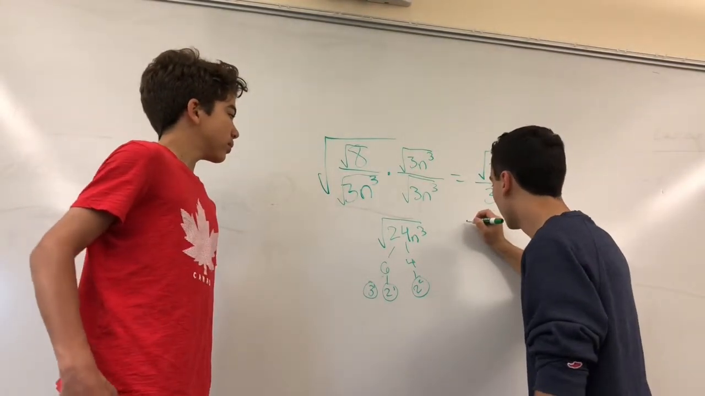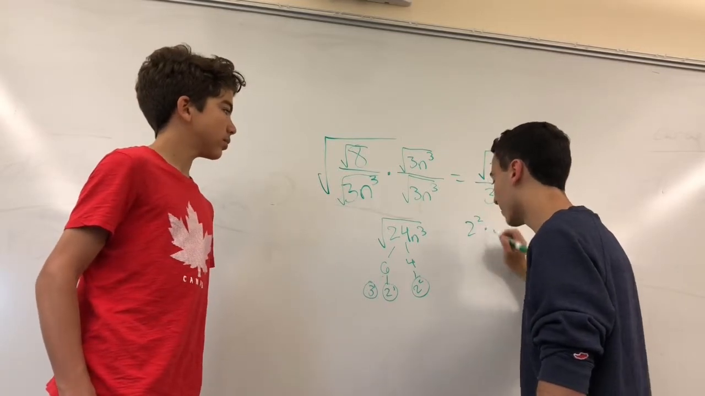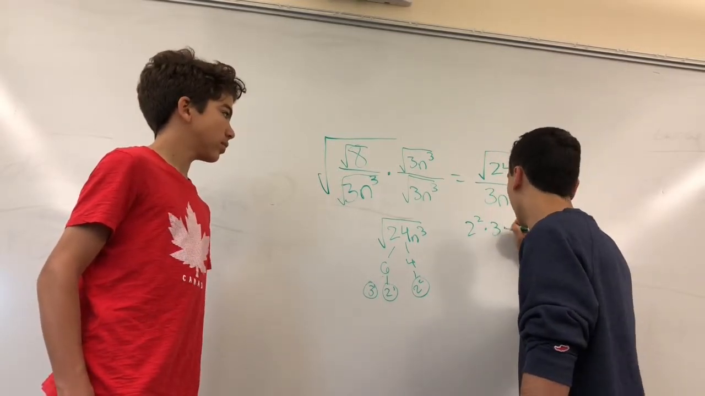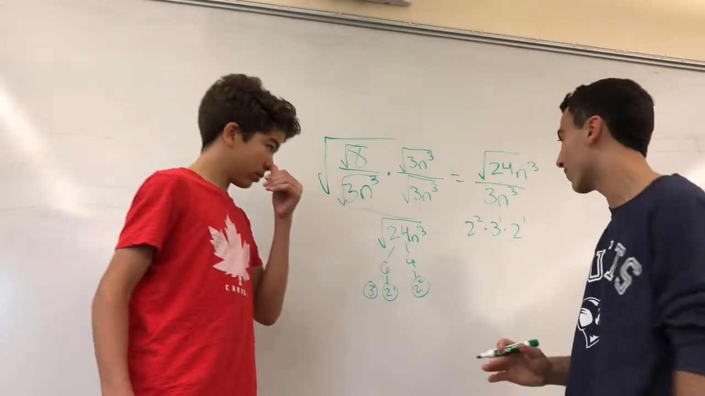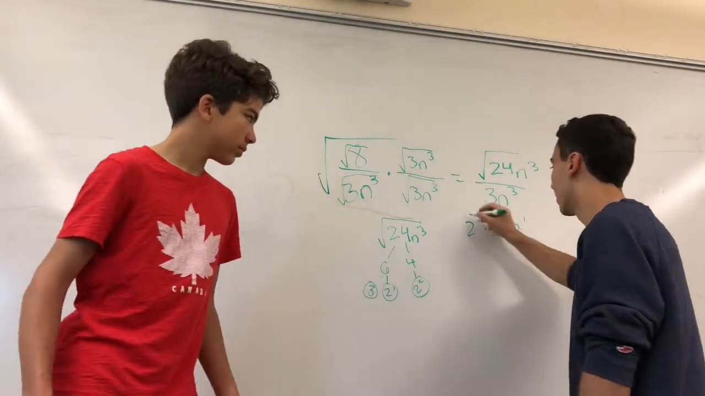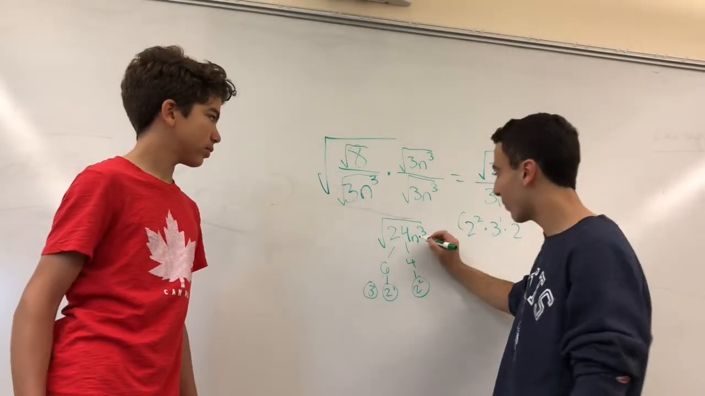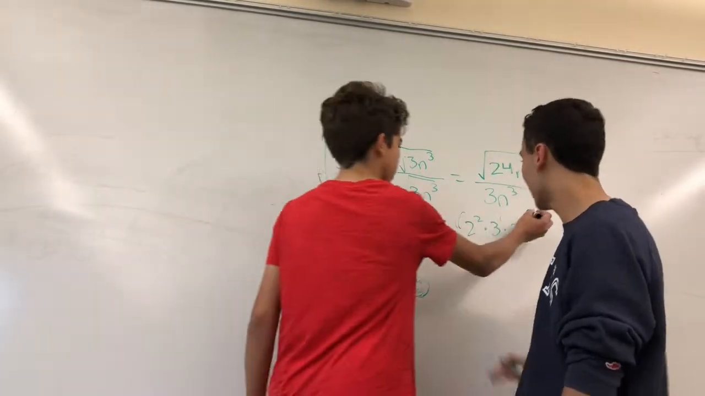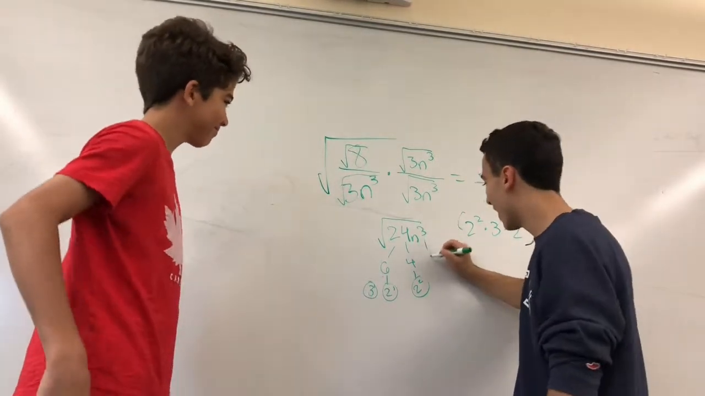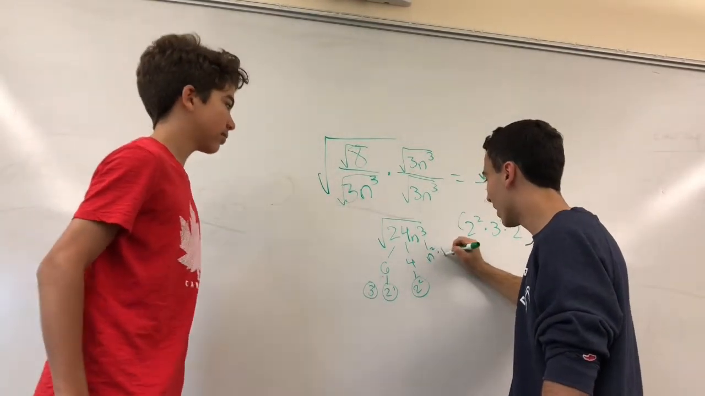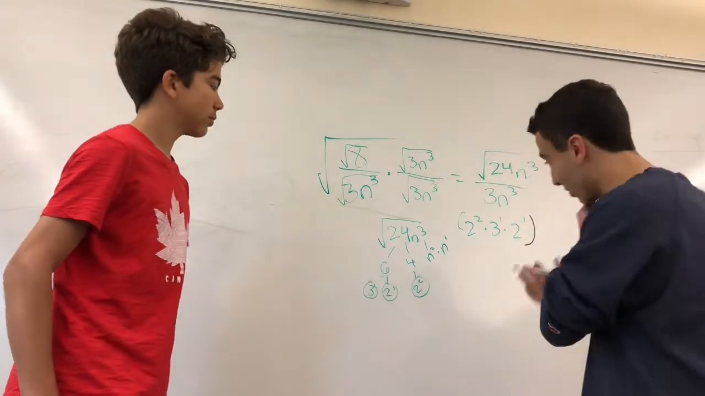So we'll put 2 squared times 3 to the first times 2 to the first. You always want to put the first even though it just equals this number. So right now we have that in the square root. Now remember what I said: you have to split the 3, so it'll become n squared and n to the first, right? Because you have to split it.